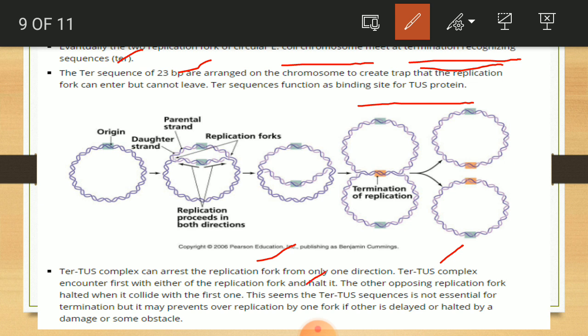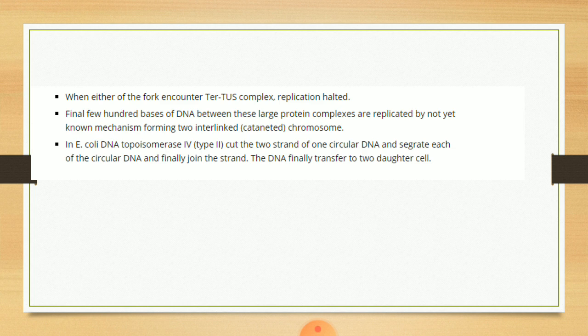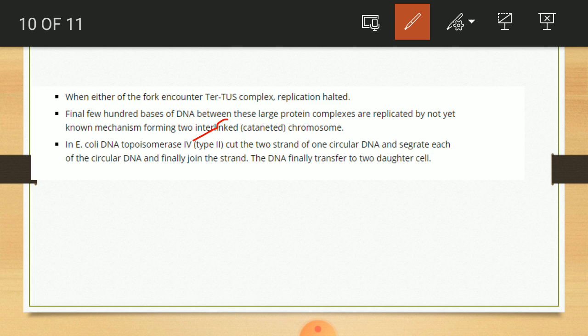The other opposite replication fork is halted when it collides with the first Ter-Tus protein complex on the opposite side. Then they form the circular DNA molecules. They can convert into catenated chromosomes, and finally at the termination point of replication the catenated chromosomes are removed by binding to the DNA topoisomerase. These are the DNA topoisomerase II enzymes, known as topoisomerase IV. They cut both strands of the circular DNA and segregate and transmit these strands to the daughter cell.